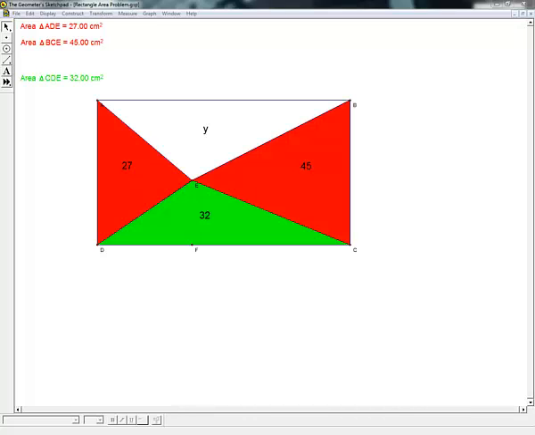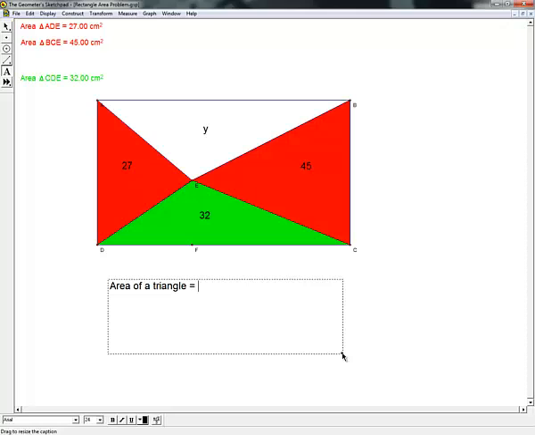Let us first begin by defining the area of a triangle. Area of a triangle is defined as half times base times height.